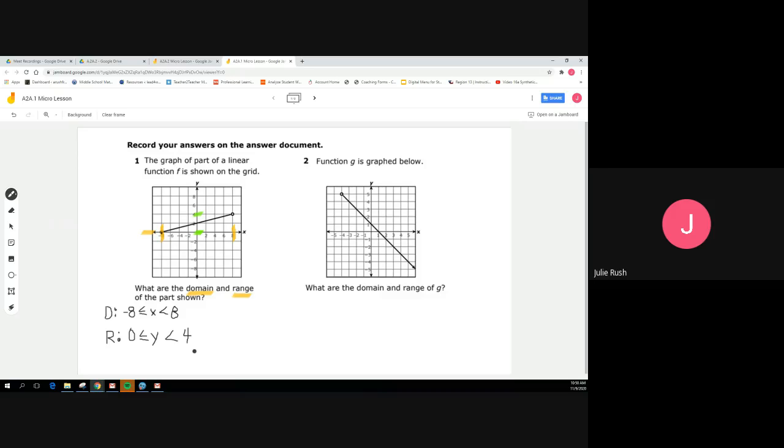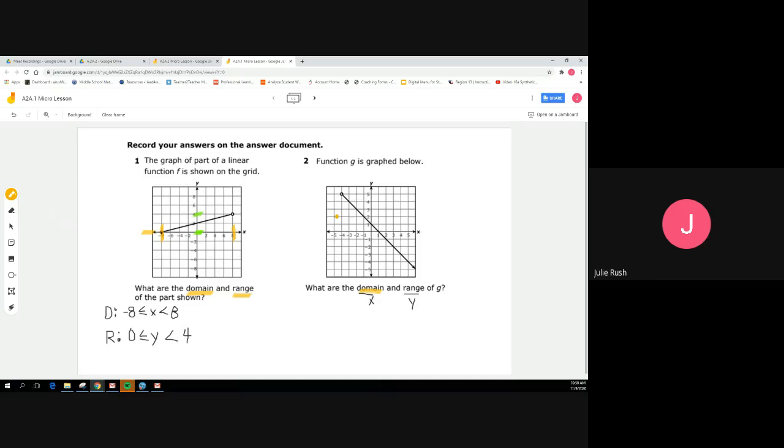All right, let's look at number 2. Function g is graphed below. What are the domain and the range? So my domain are my x values. My range are my y values. I'm going to grab my yellow highlighter again, and we'll start with the domain.